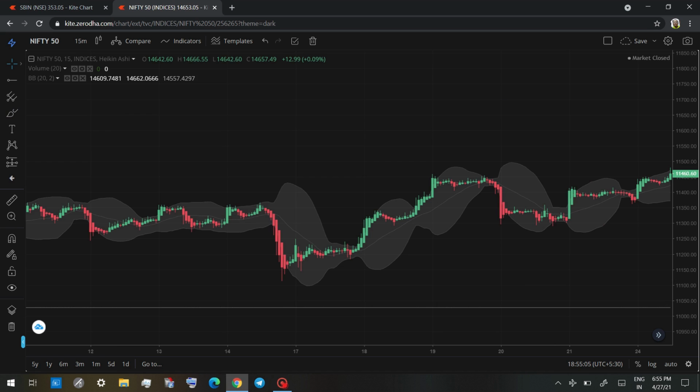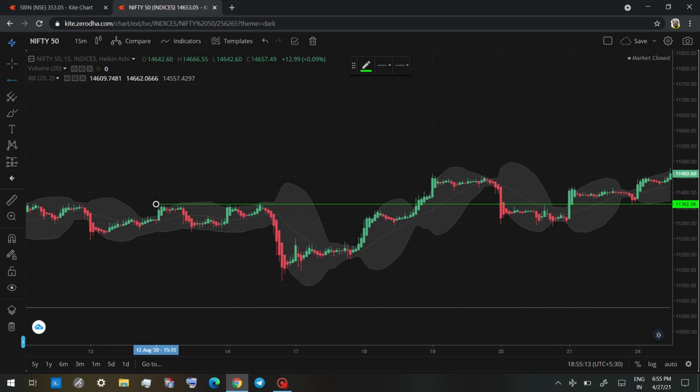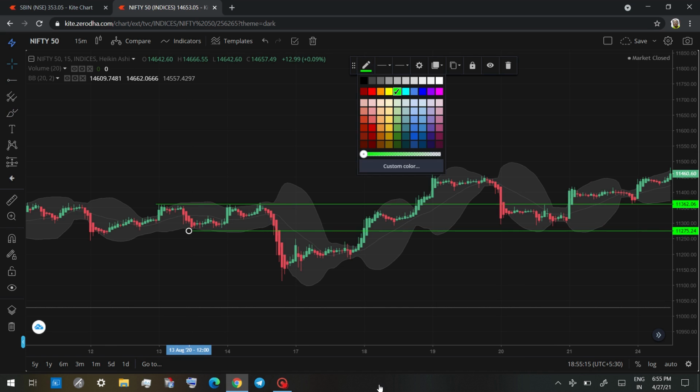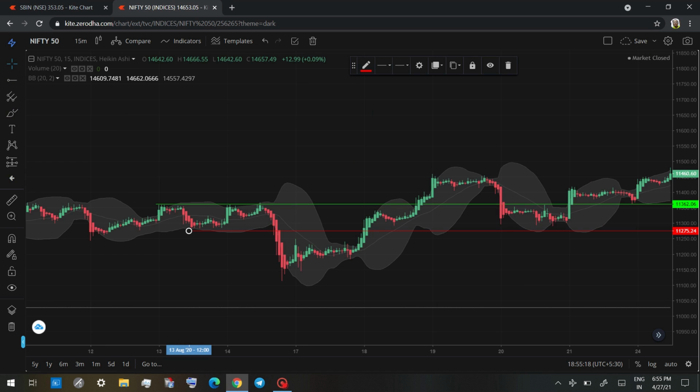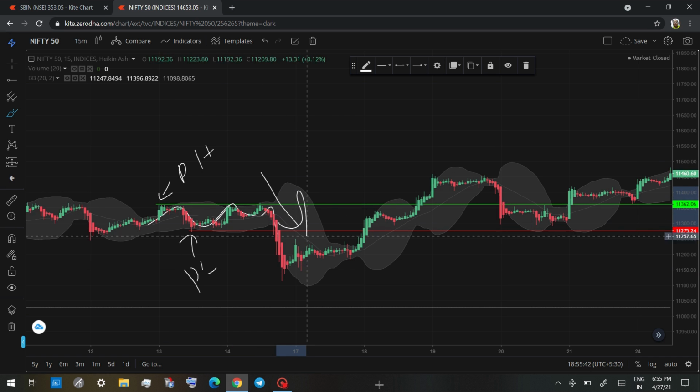Check here. I mark the previous high and previous low. This is the previous high and this is the previous low. What happened here? It wasn't able to cross the previous high, so it tried many times. Check here, double bottom, double confirmation. So bearish.